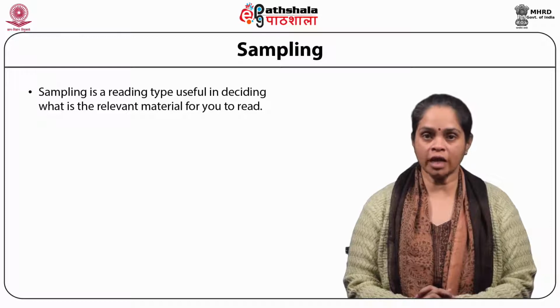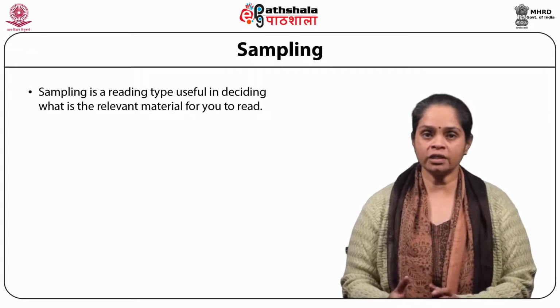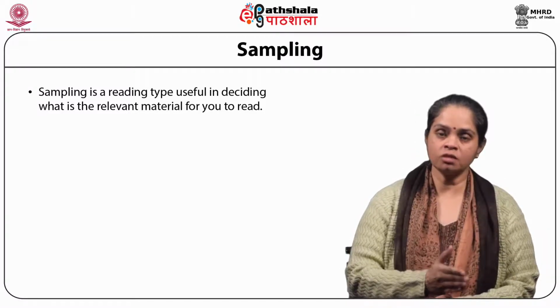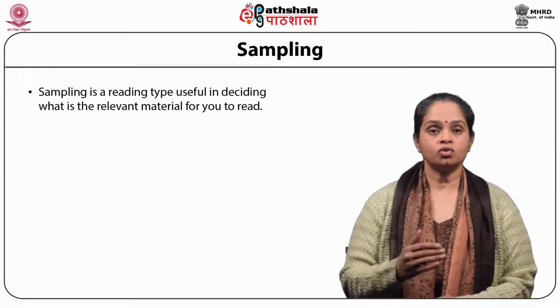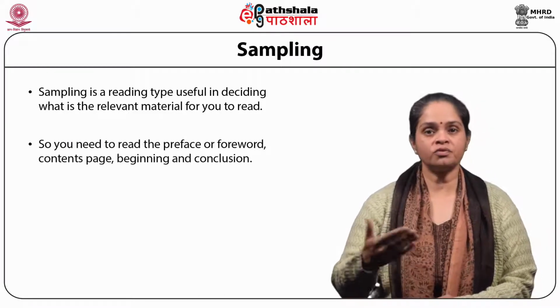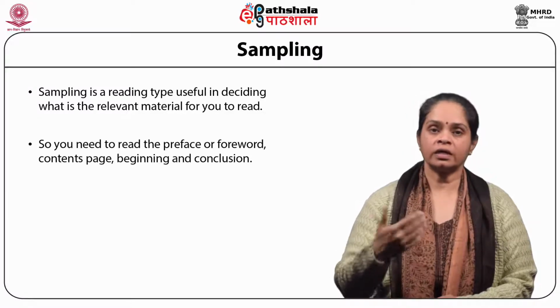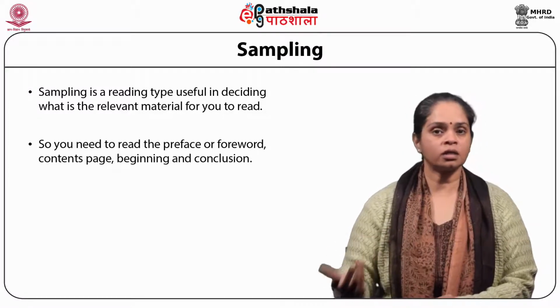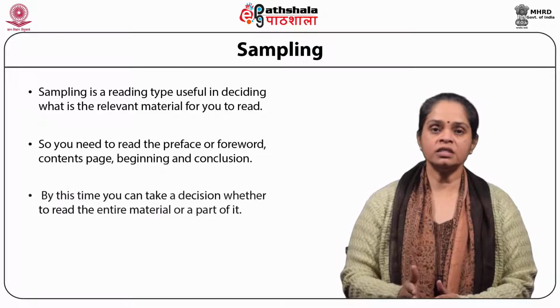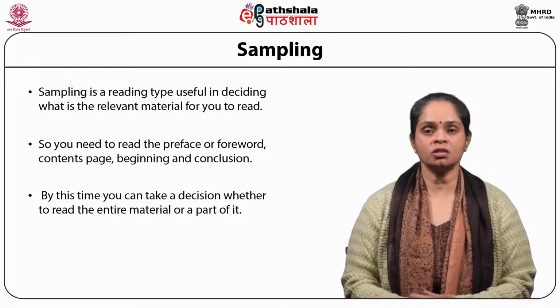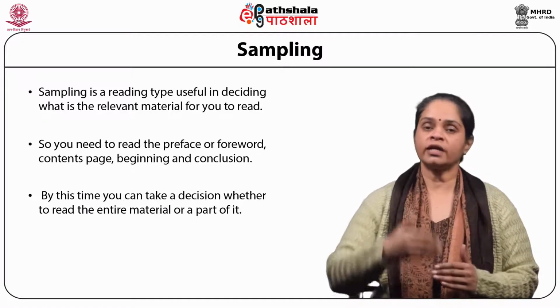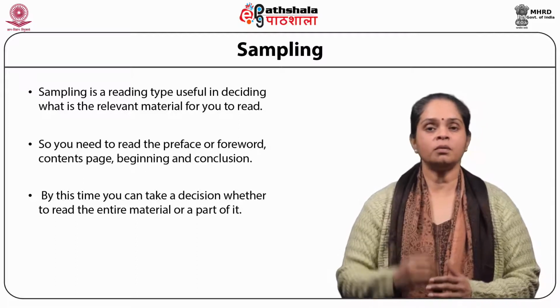Sampling is a reading type useful in deciding what is relevant material for you to read. So, you need to read the preface or foreword, contents page, beginning and conclusion. By this time, you can take a decision whether to read the entire material or only a part of it.